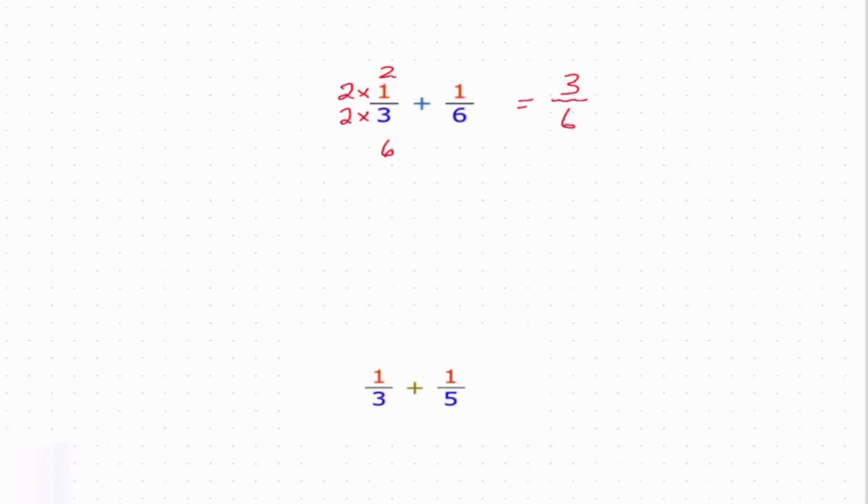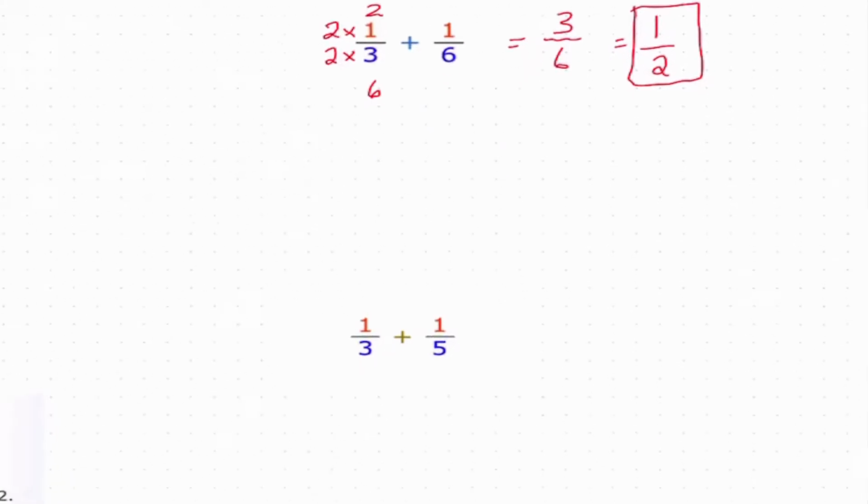We can see that that is not simplified. We can divide 3 into both those numbers. So 3 divided by 3 is 1, and 6 divided by 3 is 2. So that's going to equal 1/2, and that would be our answer. So 1/3 plus 1/6 equals 1/2.